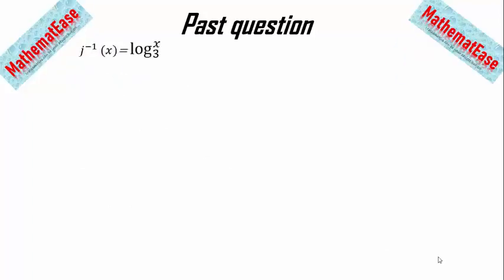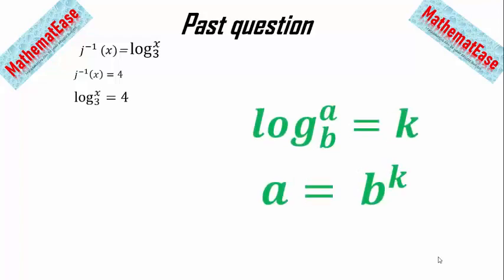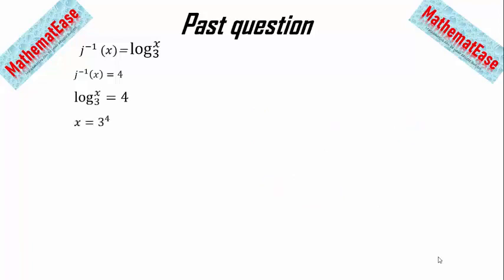Now, j inverse of x is equal to log x base 3. Now, remember that in the previous question, we have j inverse of x is equal to 4. When j inverse of x is equal to log x base 3, I will just write log x base 3 is equal to 4. And in logarithm, anytime we have log something base something is equal to something, you can change logarithm to exponential and vice versa. Now, when you have log a base b is equal to k, a is equal to b raised to power k. In this case, log x base 3 is equal to 4 means x is equal to 3 raised to power 4. And 3 raised to power 4 is equal to 81.